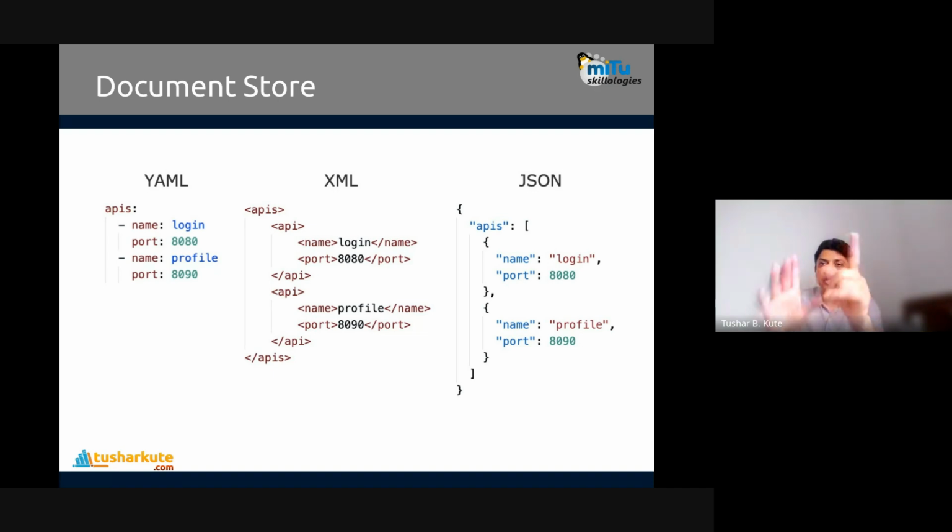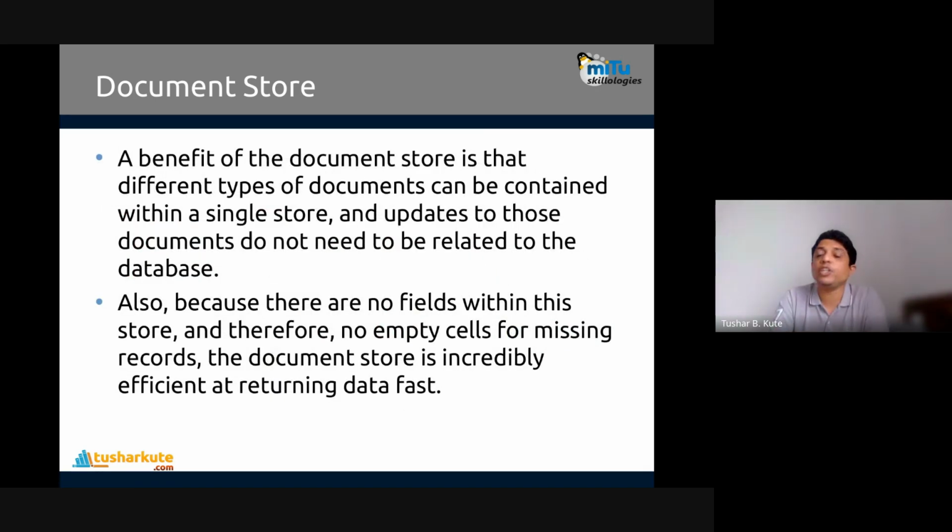So MongoDB uses data in this particular file format as its storage architecture. The benefit of a document store is that different types of documents can be contained within a single store. Updates to those documents do not need to be related to the database. Relations are not mandatory. One document of one type, another document of another type, another of yet another type, that we can apply there. It's not compulsory that data should be of the same type. Data can be of different types.